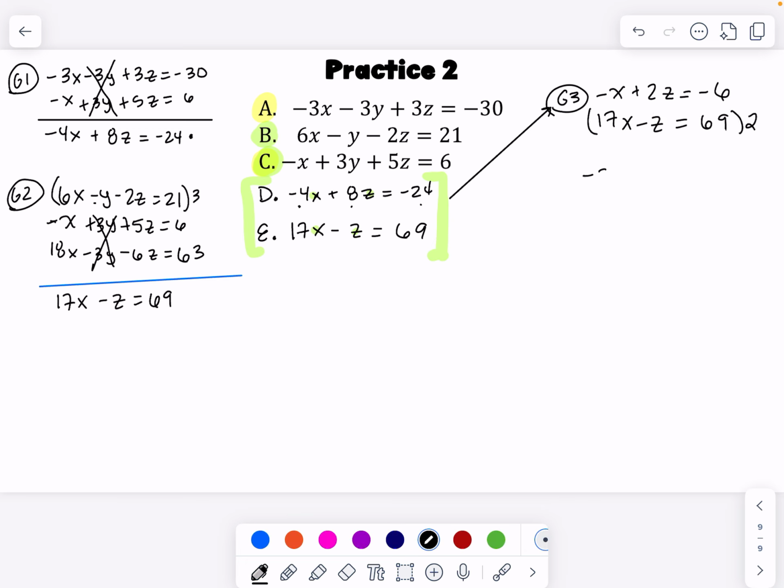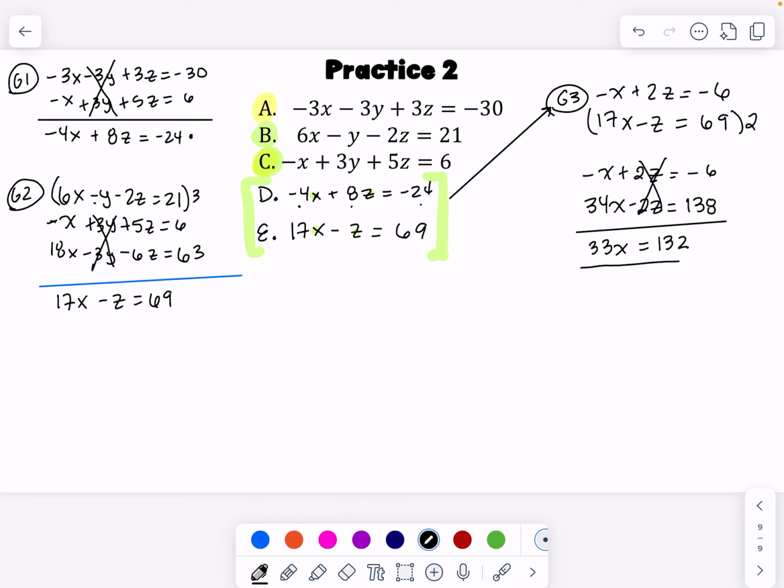So I'm going to rewrite my first one, negative x plus 2z is equal to negative 6. Multiply this entire second equation by 2. That is going to give me 34x minus 2z is equal to 69 times 2, which is 138. Using my elimination, 34 and negative 1 is 33. 2 and negative 2 cancel out. 138 minus 6 is equal to 132.